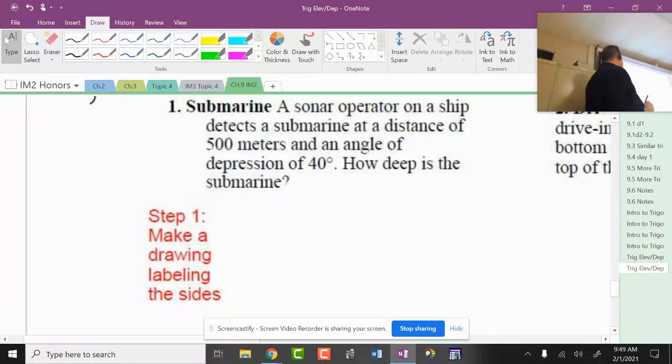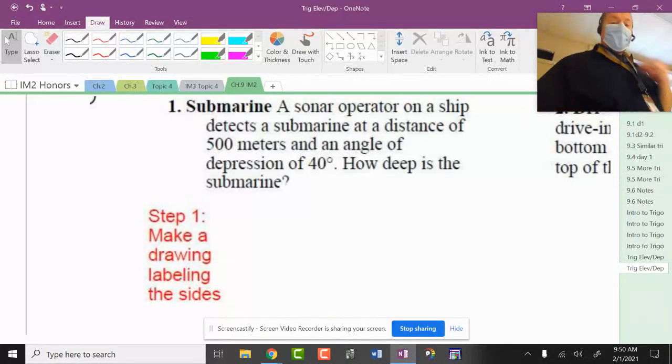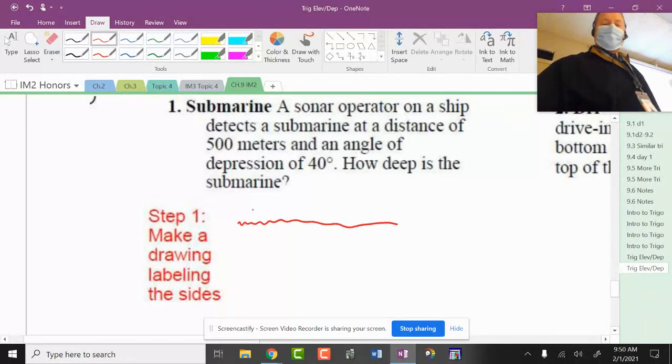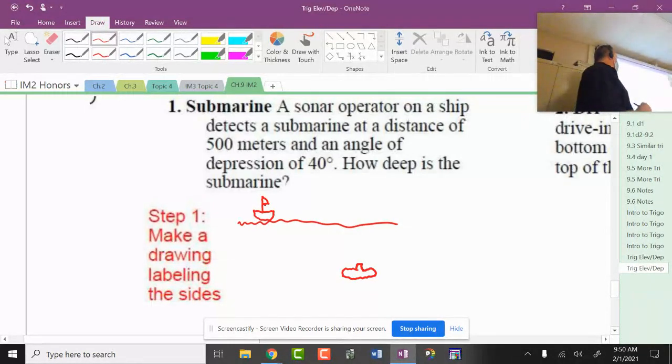Okay, so first thing is make a drawing. A sonar operator on a ship detects a submarine. So first things first, I don't want to do wavy water too much, but here's the water. So I do have a ship up here. And then here's a sub. There you go. All right. So that's the position of the two things that we're dealing with here.